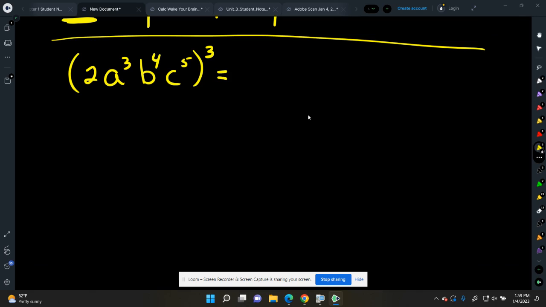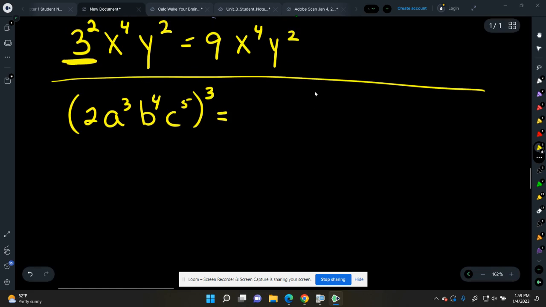Okay, Caden, what did you do? Distribute the 3. So what did you get? 8 to the 5. Okay, so we had 2 to the third, right? A to the 9, B to the 12, C to the 15.